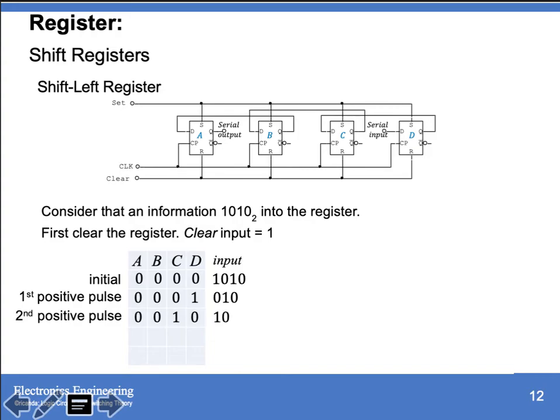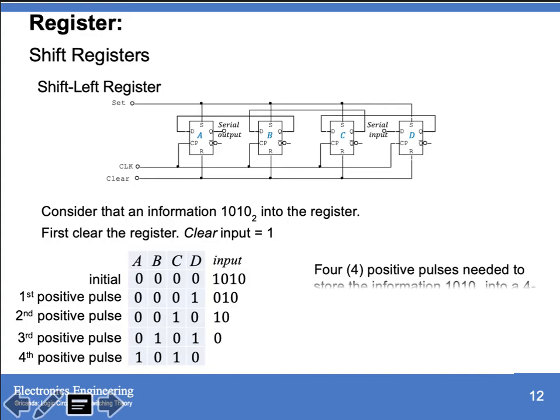On the second positive cycle, your data input with a value of 0 will go to D. The D from before this positive clock pulse occurred will, after the pulse, go to C, then C to B, then B to A. On the third clock pulse, your 1 in your input will go to D, then D to C, C to B, then B to A. And on the fourth clock pulse, your last data in your input side will go to D, D to C, C to B, and B to A. So it means if we want to store 1010 into a 4-bit shift left register, we need 4 input pulses.